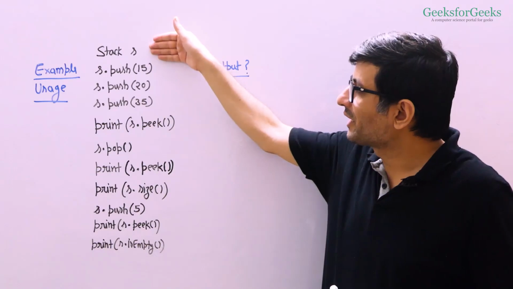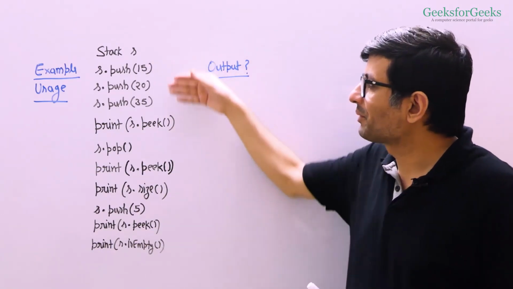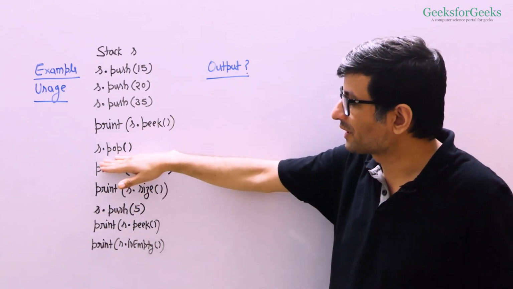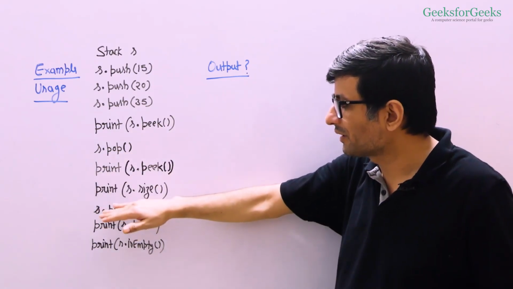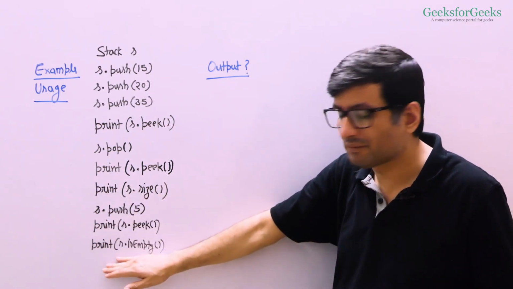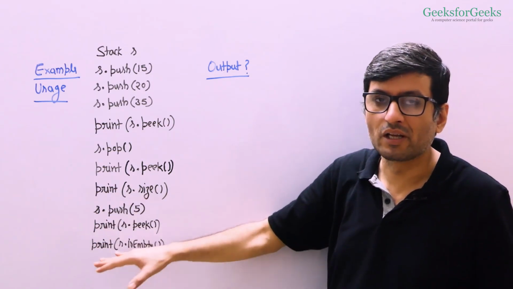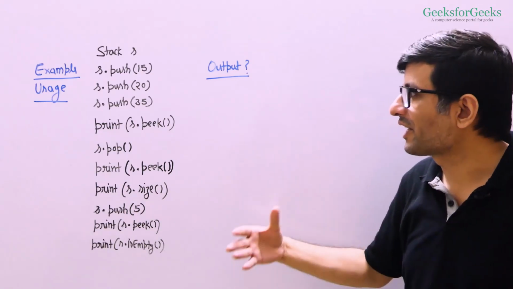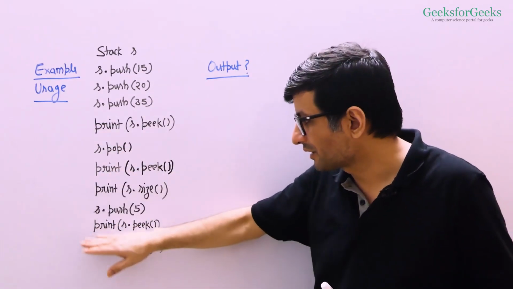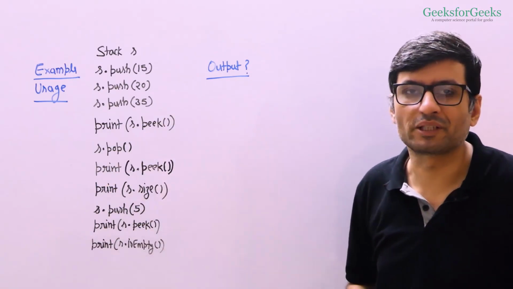So we have created an empty stack here. Then we are pushing 15, 20, 35. Then we are printing s.peek. Then we are doing s.pop. Then printing s.peek, s.size. And then pushing in item 5. Then peek. And then we are checking whether the stack is empty or not. Now please pause this video and try to guess the output of these print statements. What will these print statements print on the screen?